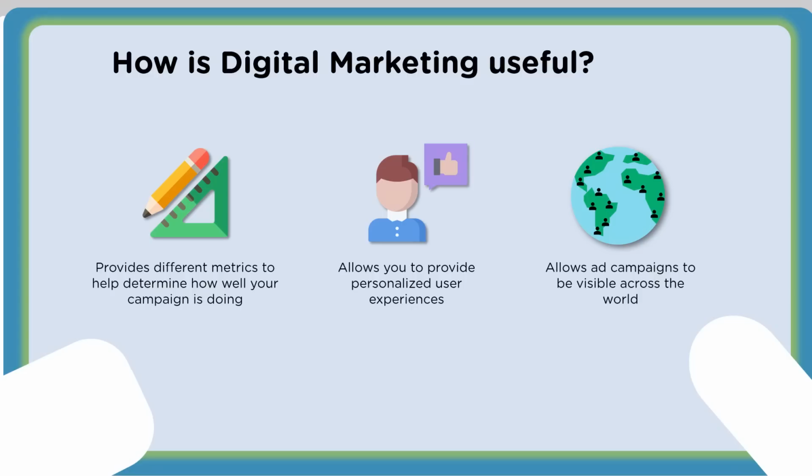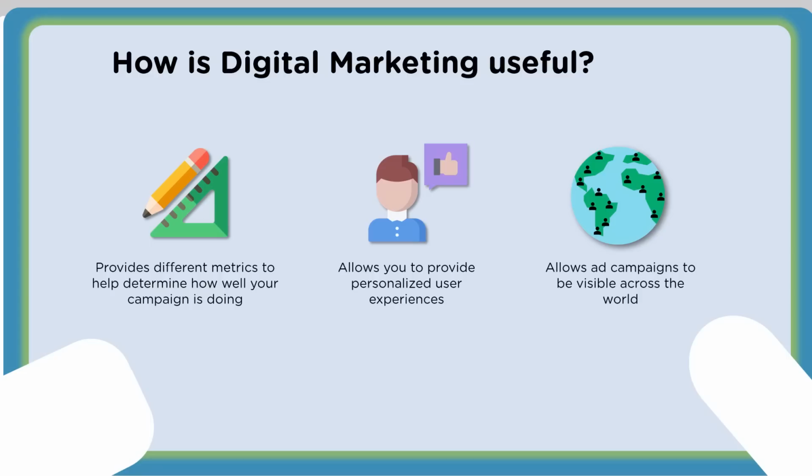It's useful in that we get data, in some cases instantaneously, and we're able to make changes in order to optimize that campaign. We can also provide a personalized user experience. If we know who our targeted audience is on, say, Twitter or LinkedIn or Facebook, we can cater our messaging to that group. Probably most importantly, compared to traditional forms of marketing, digital marketing allows us to reach a global audience very easily at a very low cost.